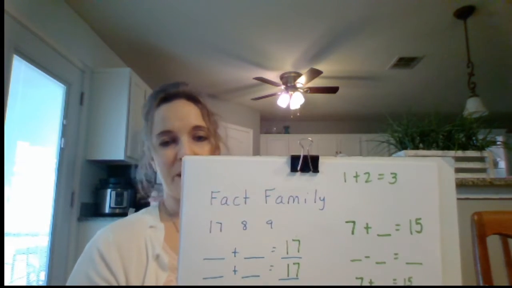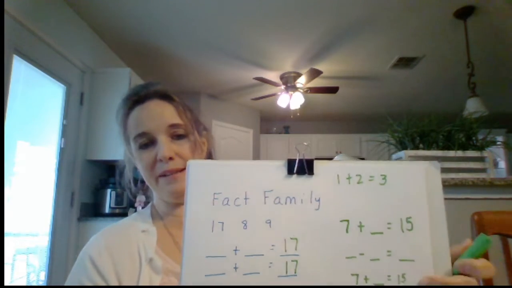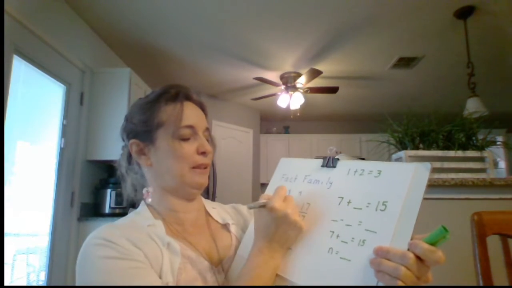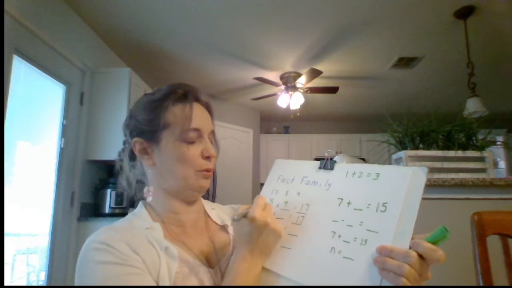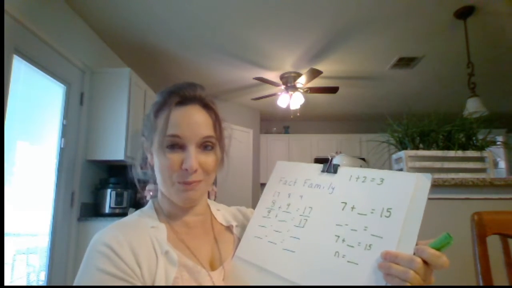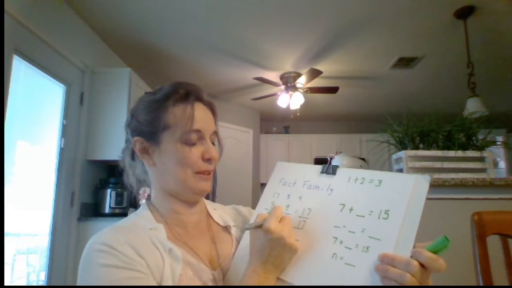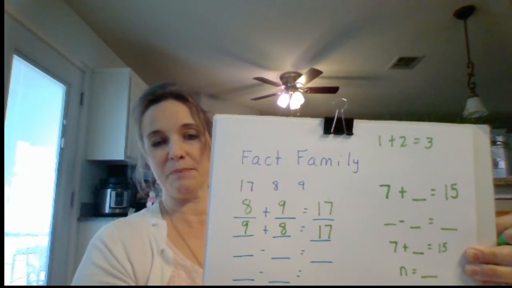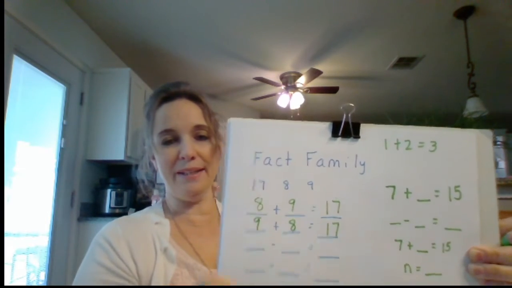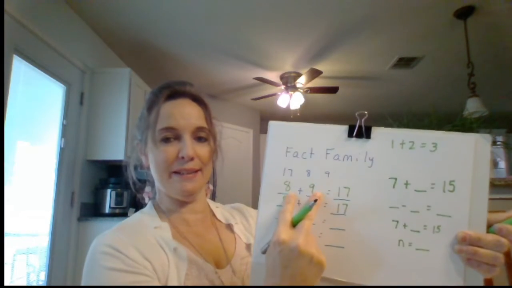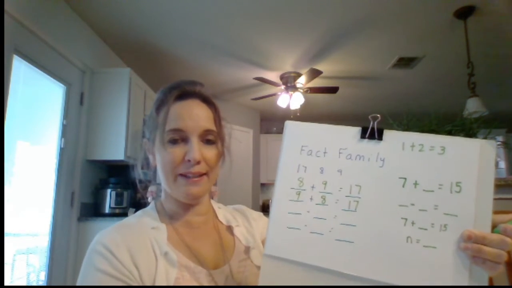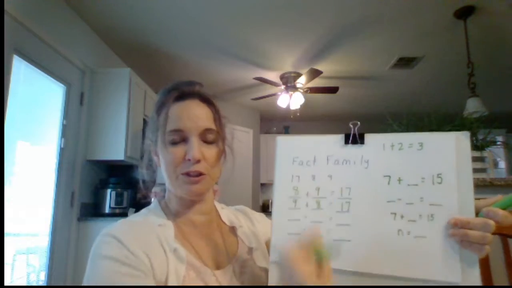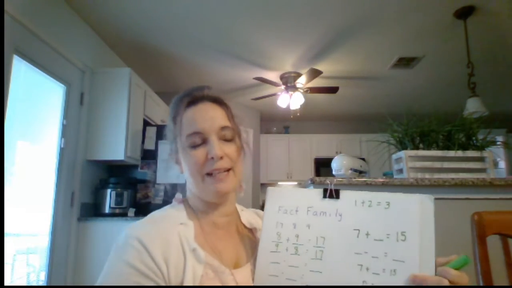And what does that leave me? An 8 and a 9. So I have 8 plus 9 is 17, and its twin, using the commutative property, 9 plus 8. Commutative property says what? The order of the add-ins, these are called add-ins, 8 and 9 are the add-ins, can be switched. It does not change the answer.